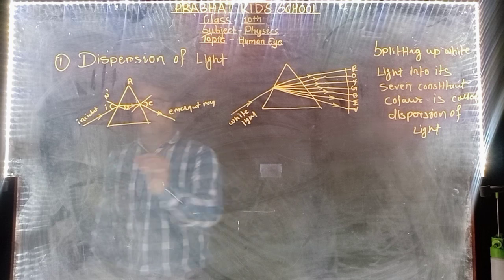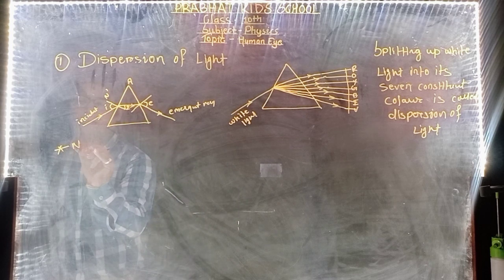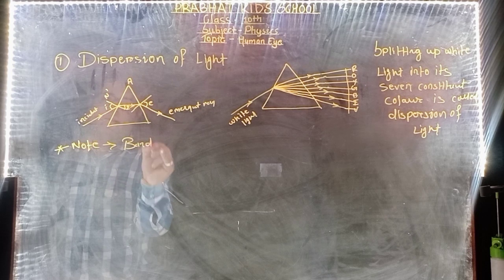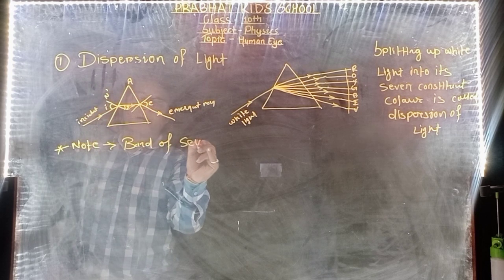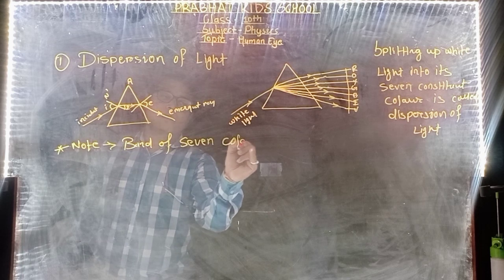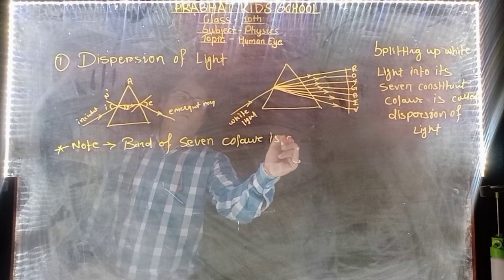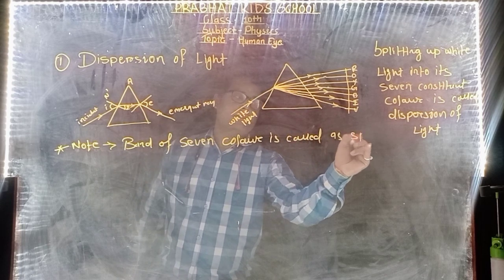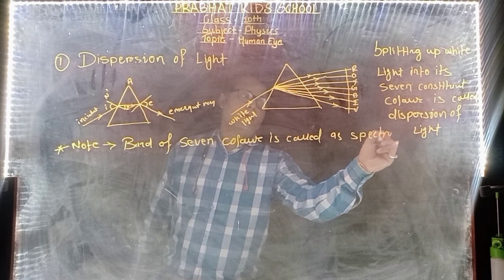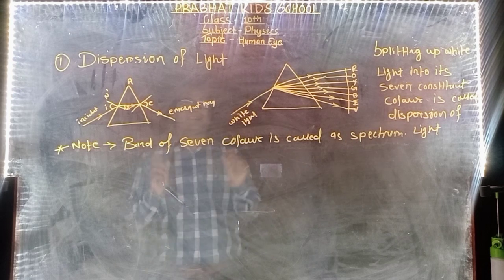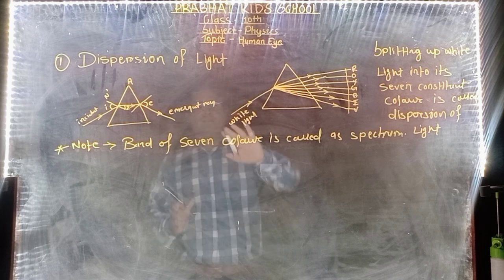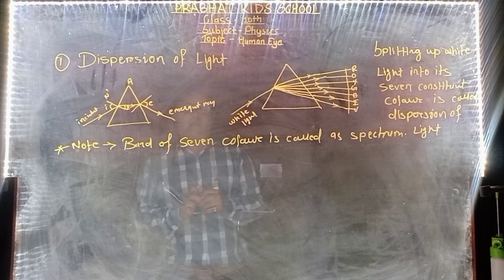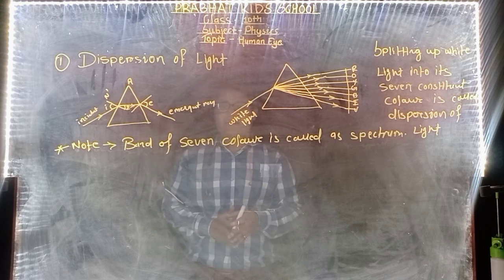Note down one more point, dear student: the band of seven colors is called a spectrum. Okay, so this is the definition of dispersion. The splitting of white light into its seven constituent colors is called dispersion of light, and the band of seven colors is called the spectrum.